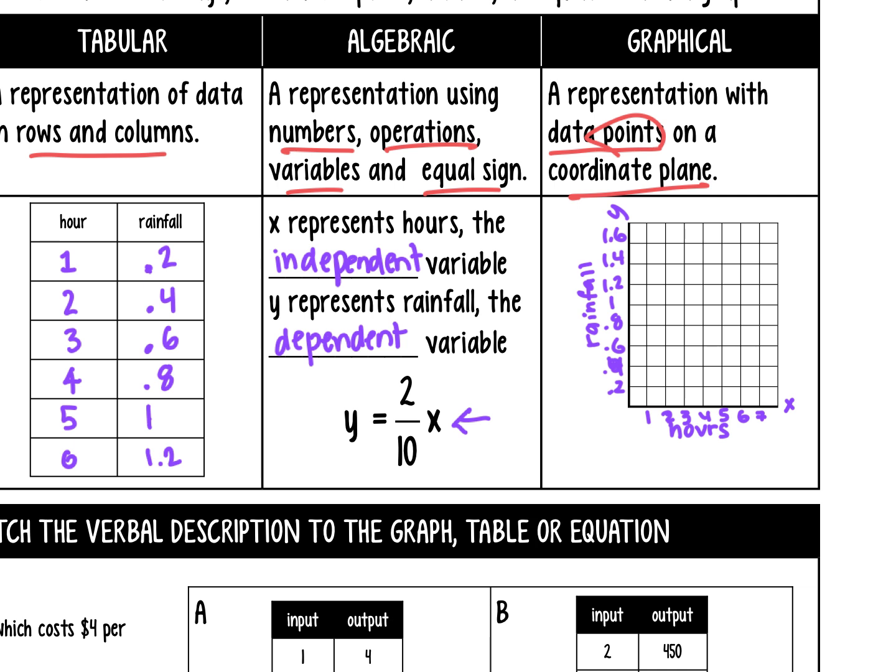So in the first hour, we had 0.2, second hour 0.4, third hour 0.6, 0.8, and I keep on going. Now, this isn't a discrete graph. I can have parts of an hour. So if the rain was falling at a steady rate, I would have a steady line like this.